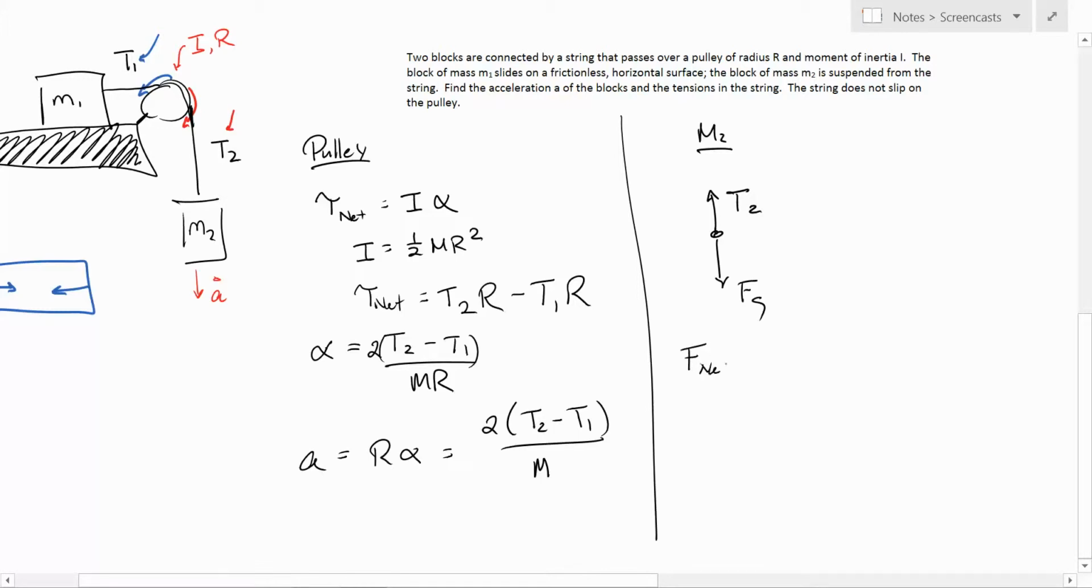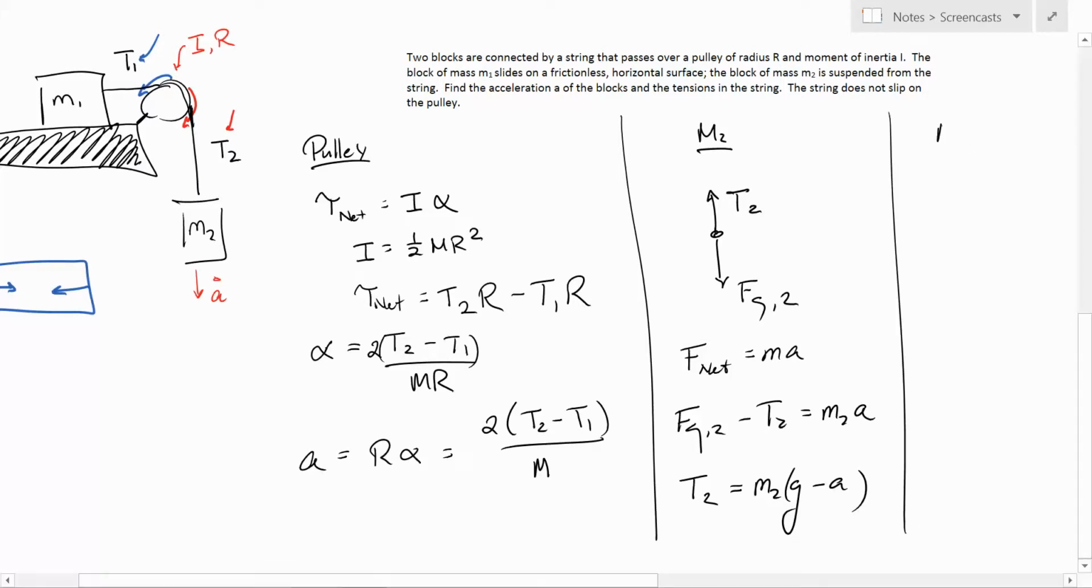So, looking again at Newton's second law, F net equals ma, we would have Fg2 specifically minus T2 equals m2a. So, T2 would equal m2(g minus a). Would be more helpful if we knew what that was, but one thing at a time. I really should probably solve these in advance, but it's much more exciting this way.